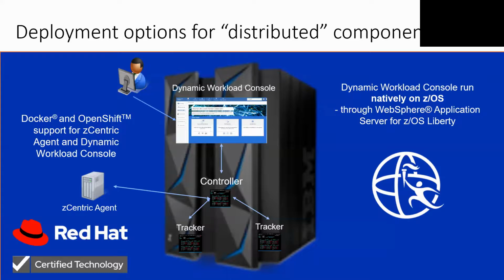As anticipated, now it is possible to run the dynamic workload console natively on z/OS through z Liberty, let's say. So we'll see our application server for z/OS Liberty, and it is included as a supporting program of IZWS. Moreover, if you run z-centric agents, the z-centric agents were already available as Docker image. Now they run even on OpenShift. They are Red Hat certified technology, as well as if you decide to run the dynamic workload console on a distributed server, it is available even as Docker image, and it runs on OpenShift as well.